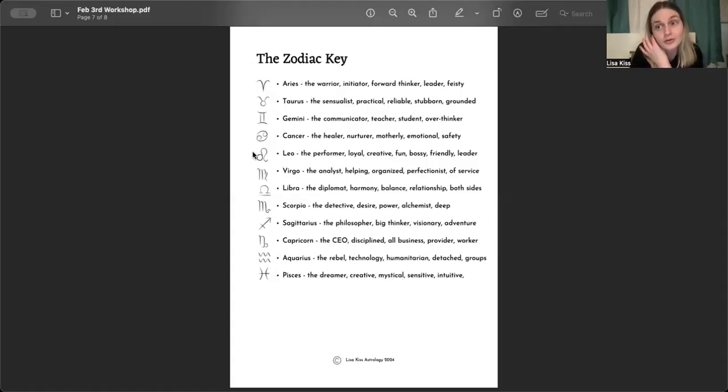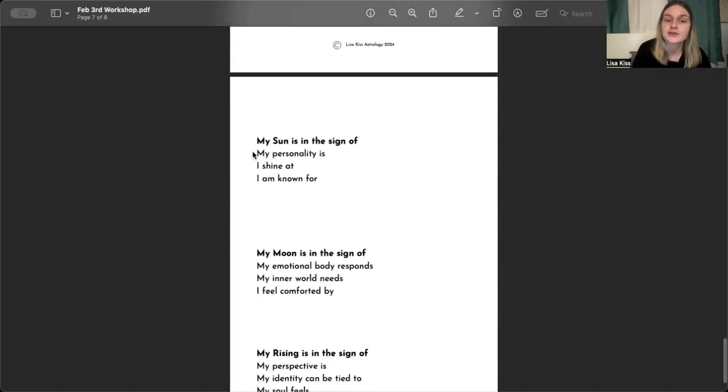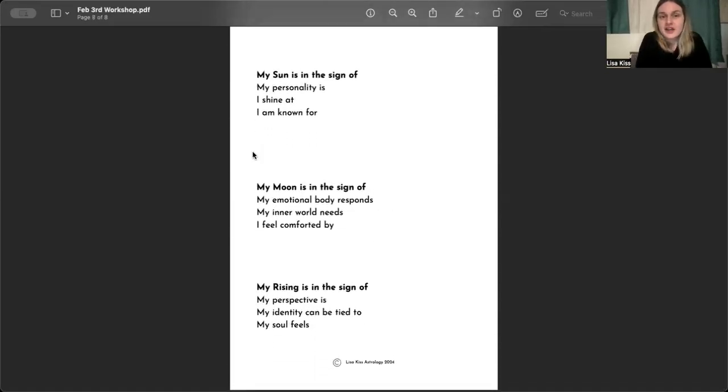So if you want, you don't have to, you can share some of your sentences in the chat or you can send them to me after. And there's no wrong way to do this. I should have said at the beginning, there's no wrong way to do this. These are about you. Only you know the answer that makes sense for you. But there's no wrong way to fill this out. You can have fun with it, but I do like to keep it empowering.